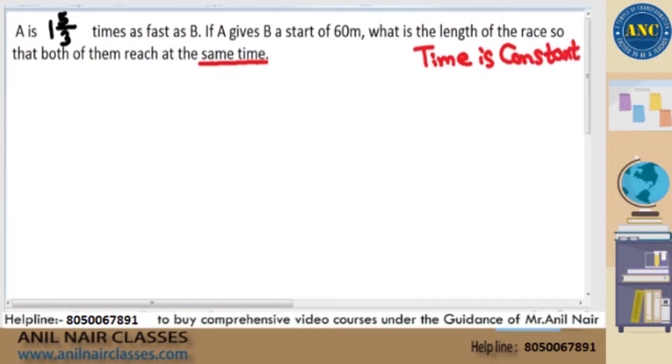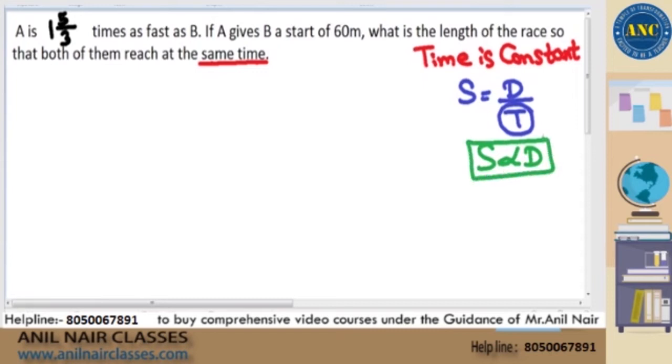Now listen to this carefully. Speed is equal to distance by time. But time is the same, right? Time is constant. That means, can I write that speed and distance are directly proportional to each other? It means that whatever relationship exists for speed, the same relationship will also exist for distance. They both are directly proportional to each other.